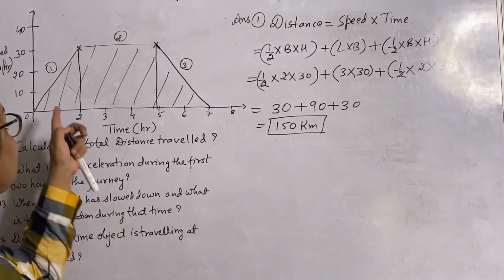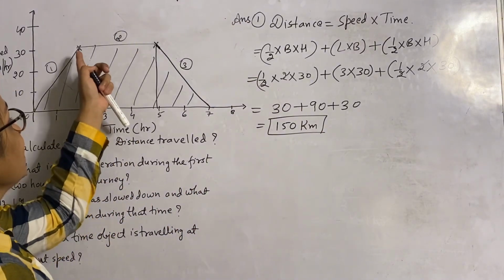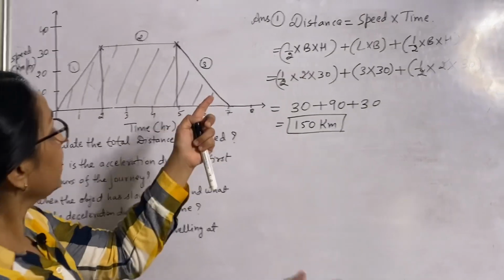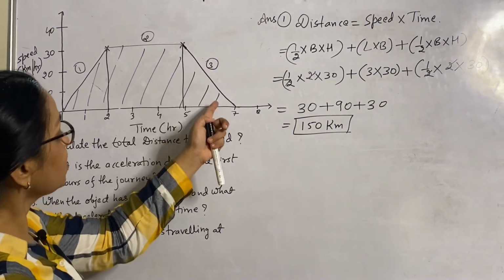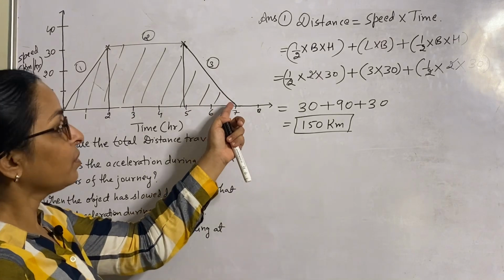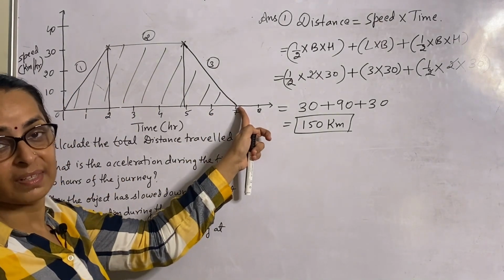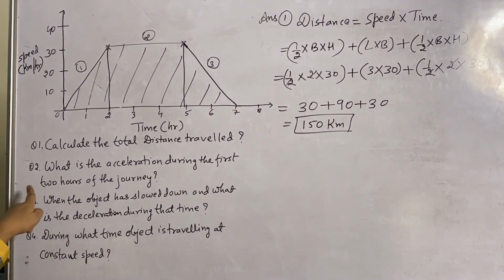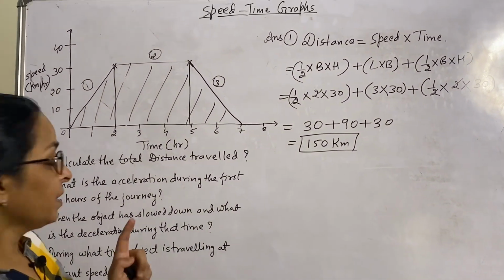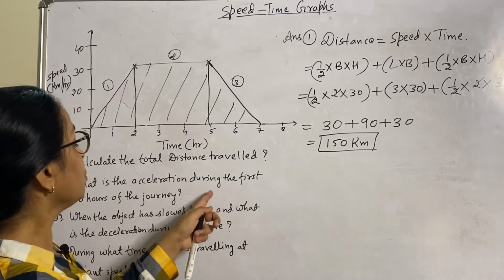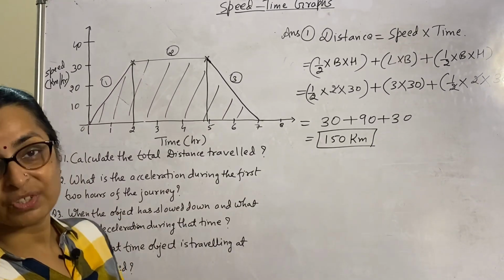So in the first part you were accelerating, then you were traveling at a constant speed on a highway, and then again you entered the city and slowed down, and finally you stopped here at 7 hours. Now, what is the next question? The next question is asking, what is the acceleration during the first 2 hours of the journey?